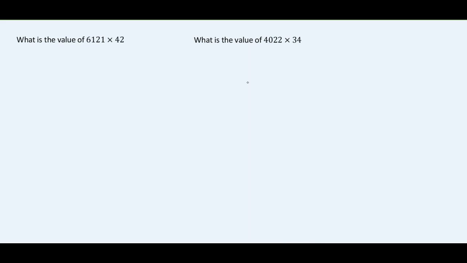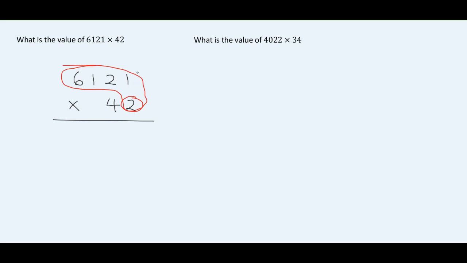Now let's try 4-digit numbers. We have 6, 1, 2, 1, and then we have 42. We're multiplying these two numbers together. So I'm going to start from this bottom column. So we're going to multiply all the numbers at the top, in the top row, by the number 2.